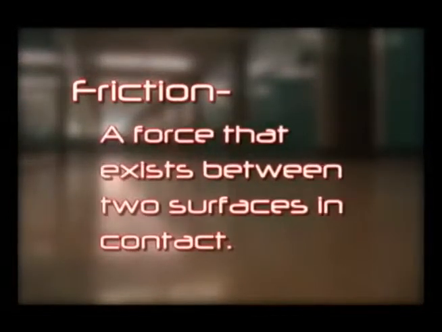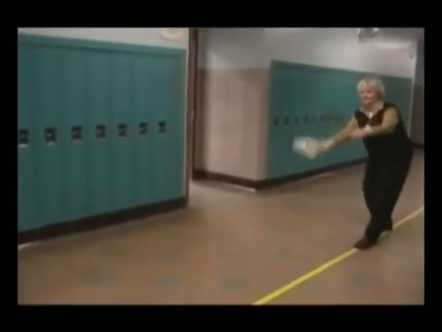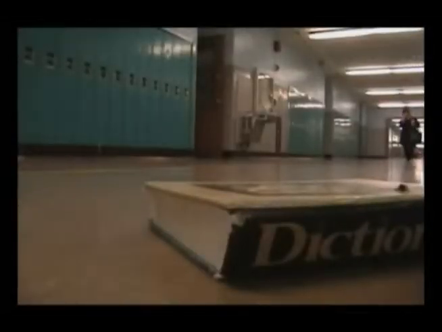Friction is a force that exists when two surfaces rub up against each other. Friction occurs in the opposite direction of the motion of an object. So, as this book moves this way across the floor, the friction is acting in this direction. This force will slow the book down and eventually cause it to stop moving at all.